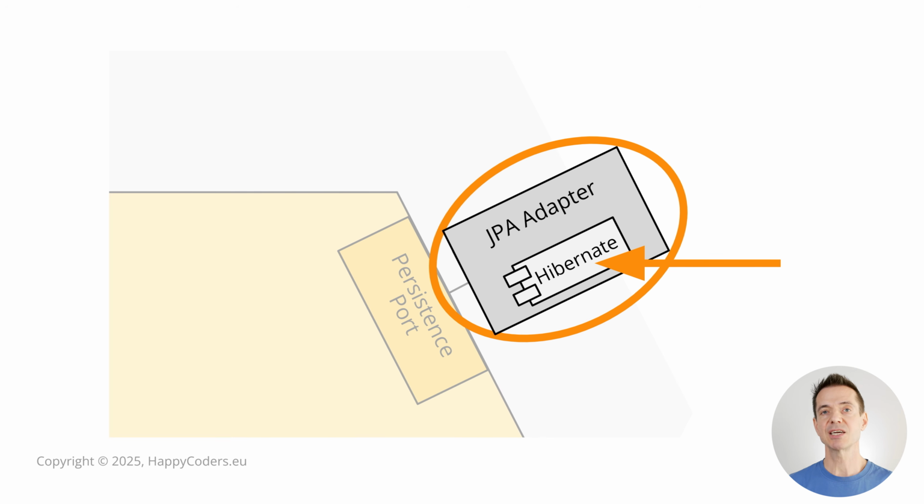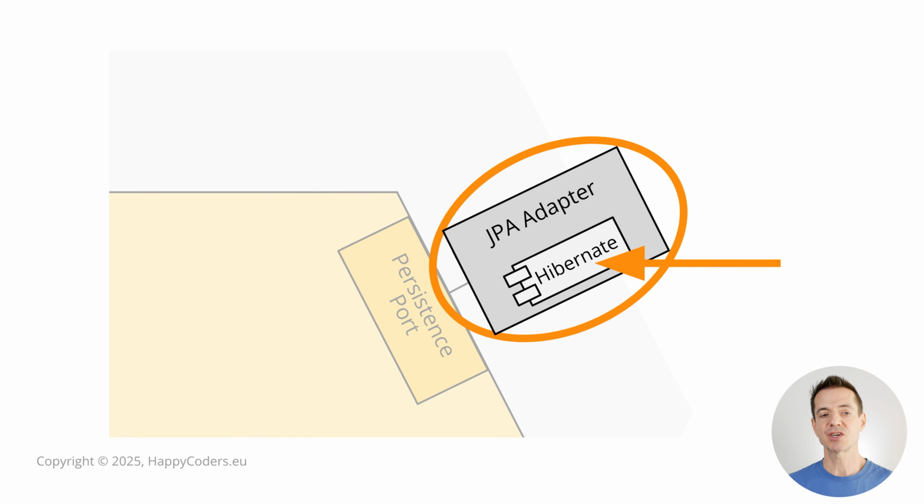At the end of the presentation, I'll link an article series in which I demonstrate that even the application framework can be a replaceable technical detail of the infrastructure. In that series, I replace Spring with Quarkus without changing a single line of code in the application core.